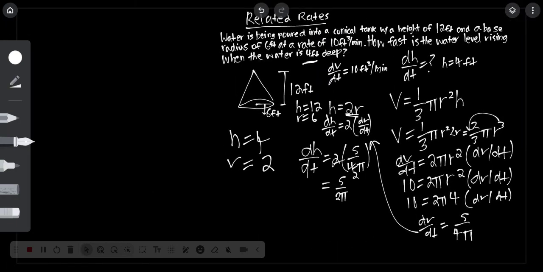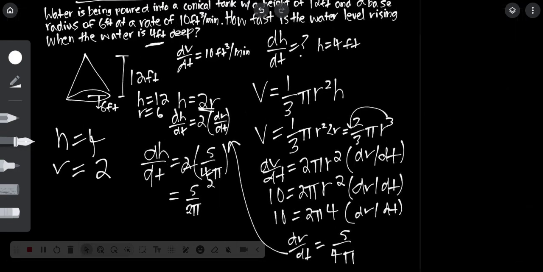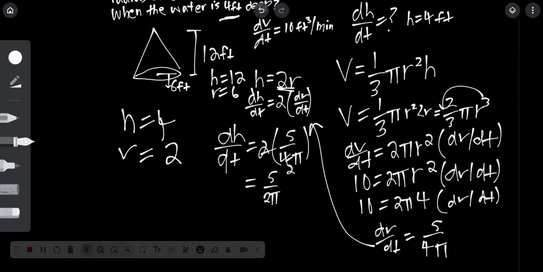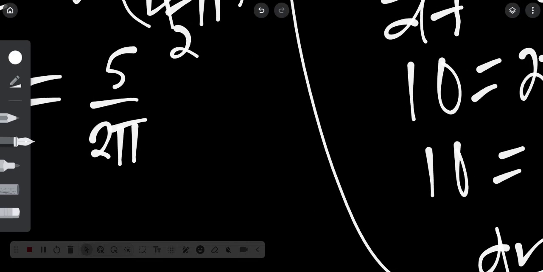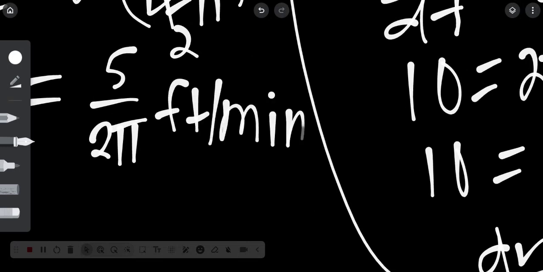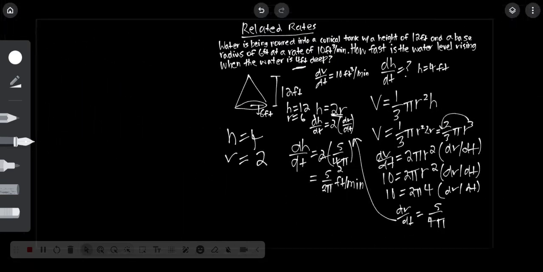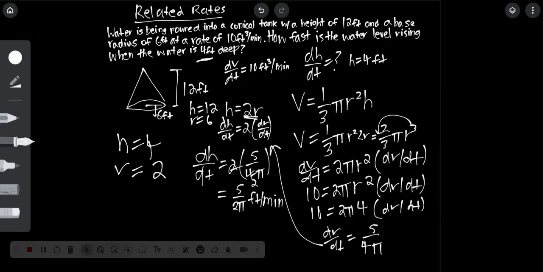We need our units. The units for this: how fast is the water level rising. So it's dh/dt. What are the units of dh/dt? It's feet per minute. That's how fast it's rising. Feet per minute. And there you go. That's it. Pretty simple, but a little bit tough, but it's pretty easy once you get the hang of it.